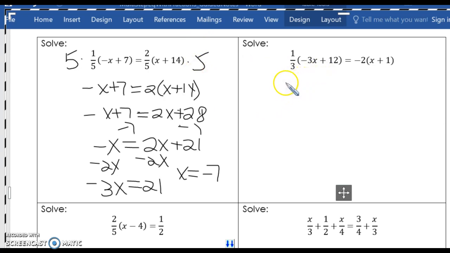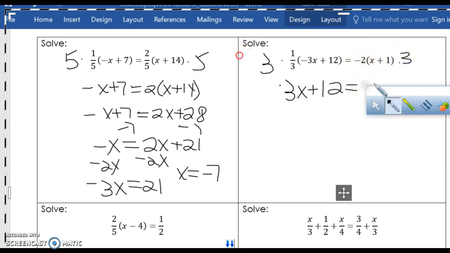What should we multiply to get rid of the fraction here? If you said 3, you're correct. Remember, we have to multiply both sides. So here, the 3 times 1/3 becomes 1 and eliminates our coefficient. And on this side, 3 times negative 2 is negative 6.